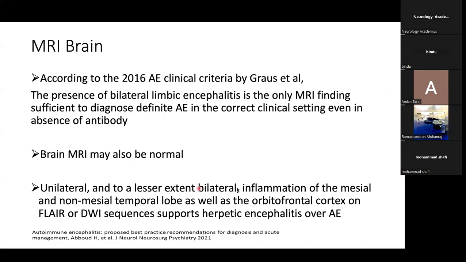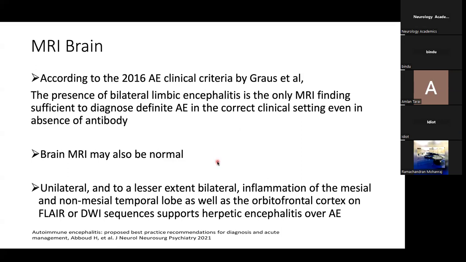MRI brain: according to the 2016 autoimmune encephalitis clinical criteria by Graus et al., the presence of bilateral limbic encephalitis is the only MRI finding sufficient to diagnose definite autoimmune encephalitis in the correct clinical setting, even in the absence of antibody. So if antibody is absent, to diagnose a case of limbic encephalitis, the MRI findings are sufficient.